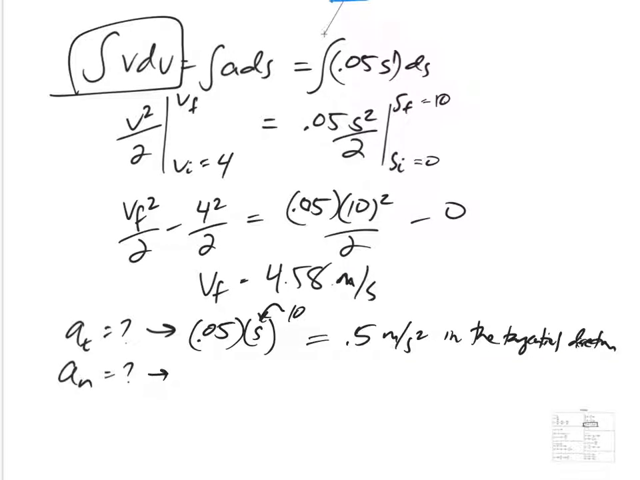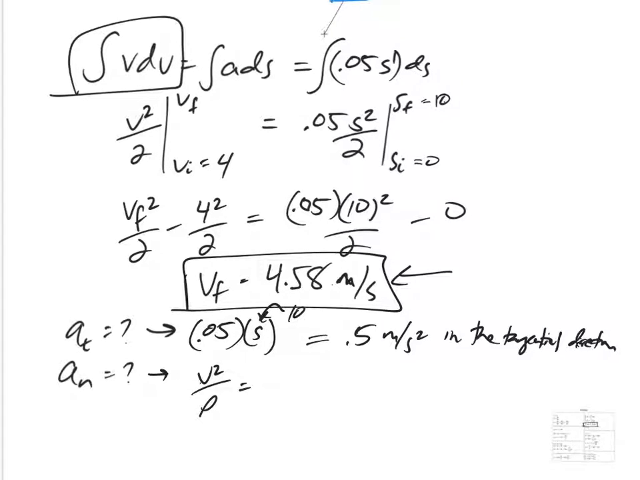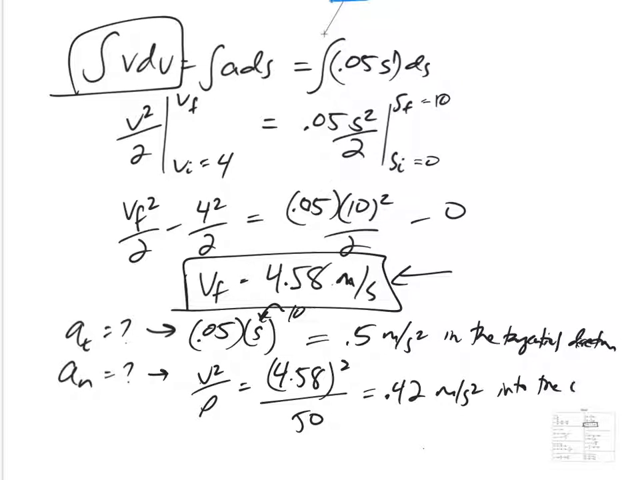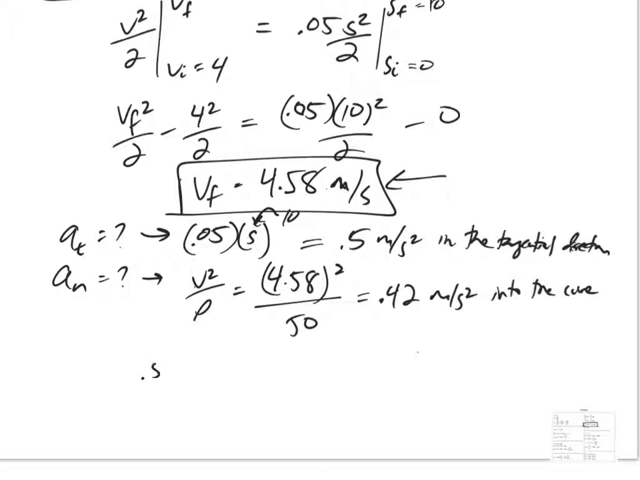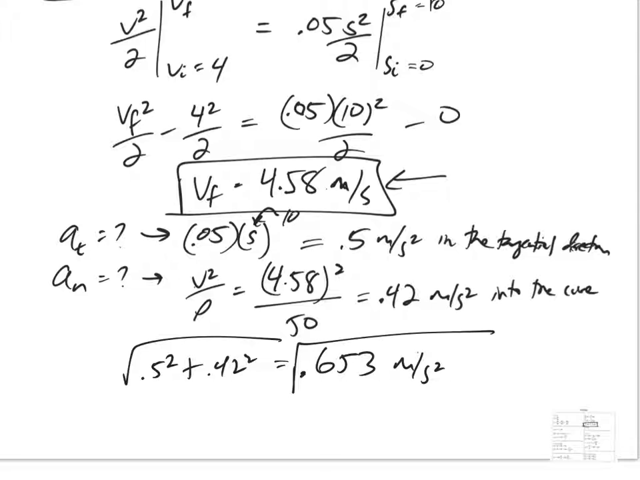All right, now AN is v squared over rho. And I found the v. If we hadn't found that yet, I would have needed to do this problem, whether the problem statement asked for it or not. I would have needed to have found v final. So this would be 4.58 squared over 50 meters, which was the rho. So this would be 0.42 meters per second squared into the curve, and so the magnitude would just be 0.5 squared plus 0.42 squared. Take the square root, the magnitude would be 0.653 meters per second squared. So that is the magnitude of a.